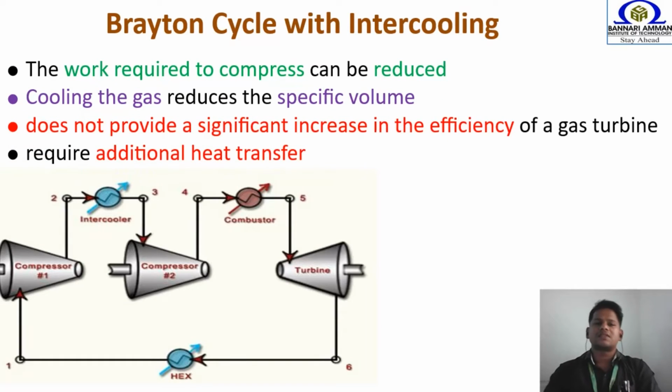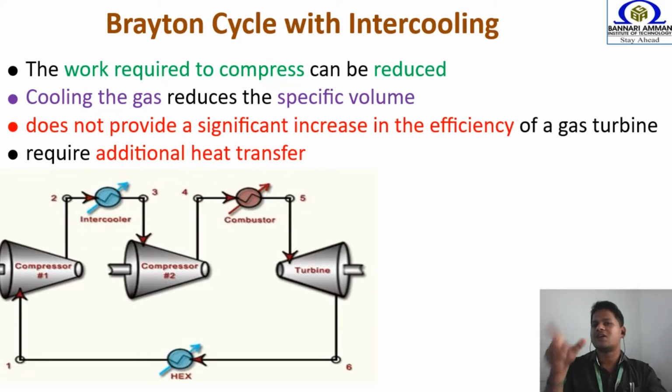Now, this is the summary about Brayton cycle with intercooling. So the first point is that the work required to compress can be reduced. How the work input given to the compressor is reduced by using intercooling is very simple. You are just reducing the temperature of the compressed air between one stage and another stage.